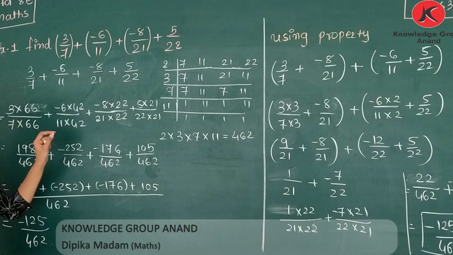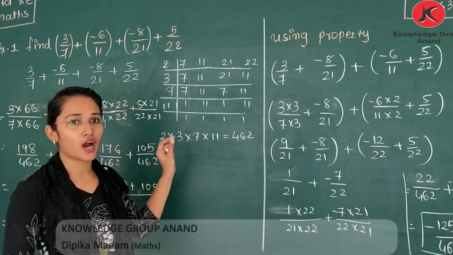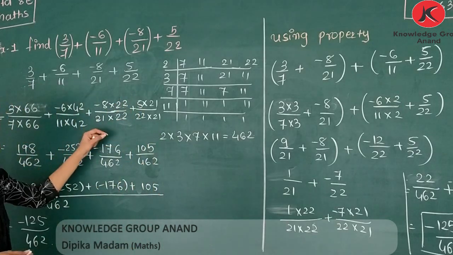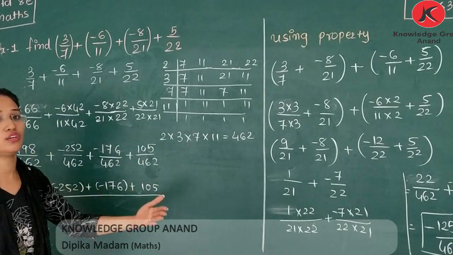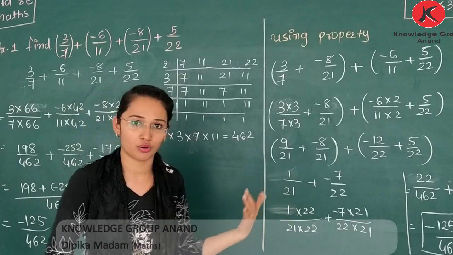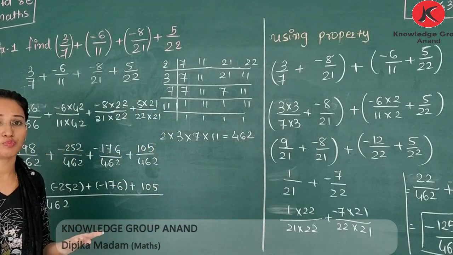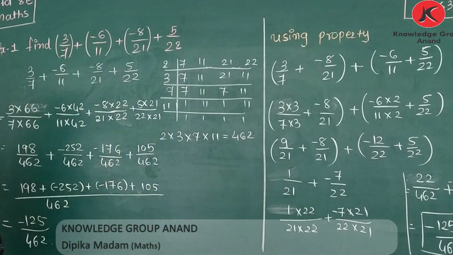First we will solve this example without using the property. First we will solve it without the property, and then we will see how easy the example becomes if we use the property. So why are we learning this property? We can see that in this example.